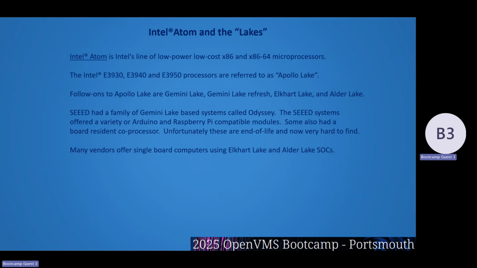Okay, we've been talking about this thing called Atom and Apollo Lake. The original VSI video describes something called Intel on the Atom. Well, that's kind of not right. Intel Atom is a family of low power, low cost x86 and x86-64 system on a chip. The Intel 3930, 3940, and 3950 belong to a family of processors called Apollo Lake. So the proper way to refer to this is OpenVMS x86 running on an Apollo Lake system on a chip.